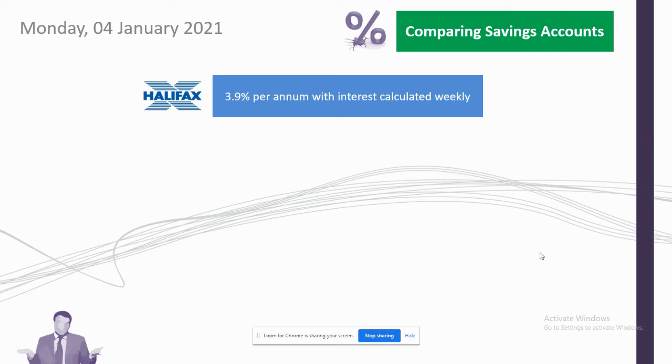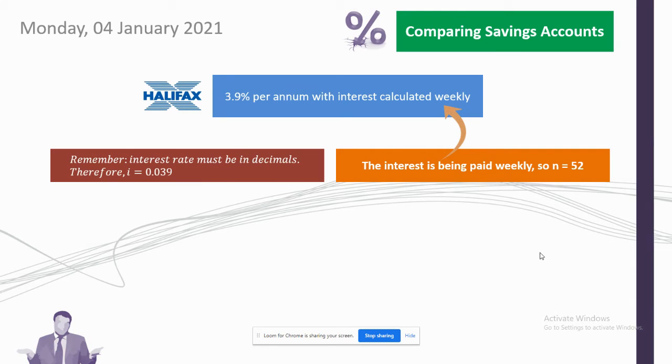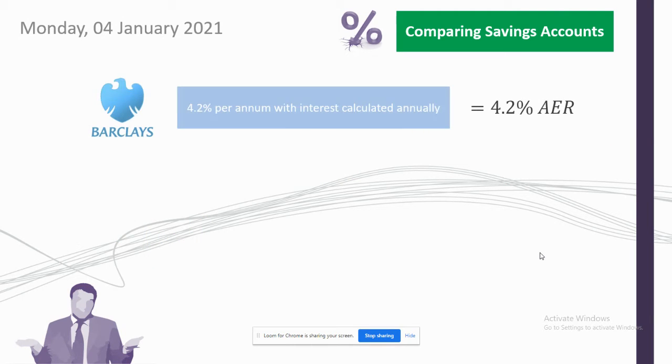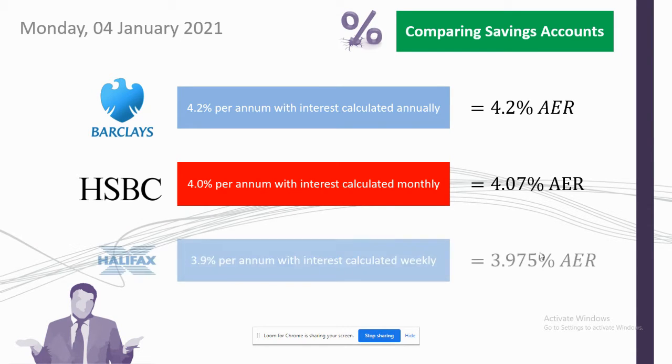Okay, Halifax next. It's calculated weekly, and there are 52 weeks in the year, so N is 52. 3.9% is equal to 0.039 as a decimal, so that's I. Same formula, substituting those numbers, and you come out with an answer of 3.975%. Okay, so now going back to the question, which one's better? Barclays 4.2% AER, HSBC 4.07%, and Halifax 3.97% AER. So Barclays gives you your best deal.